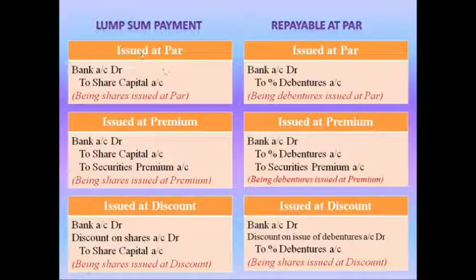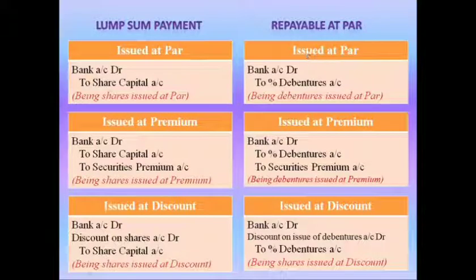When it is issued at par, it's bank account debit to share capital. When it is issued at premium, it's bank account debit to share capital and securities premium. And when it is issued at discount, it's bank account debit, discount account debit to share capital. The same format we follow when the sum says it is issued and repayable at par. When you see the words repayable at par, we are going to use the same journal entries.